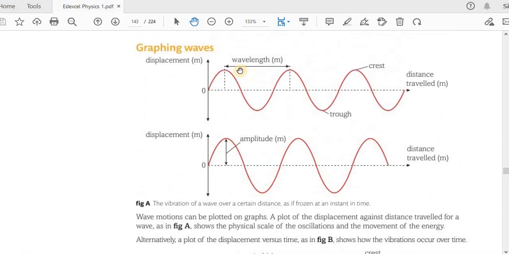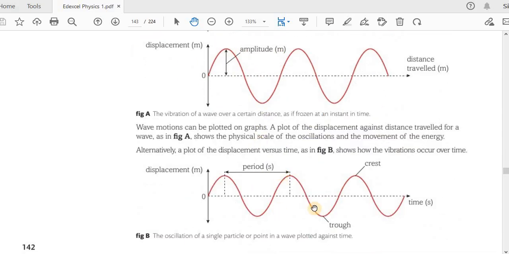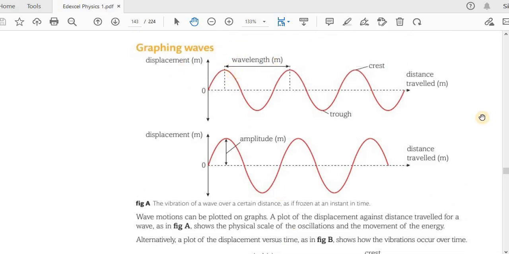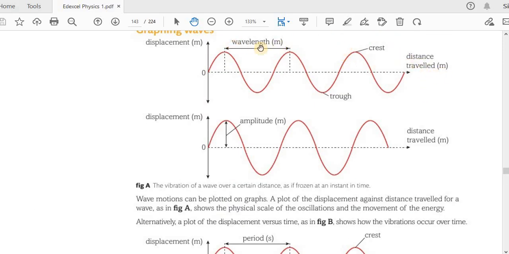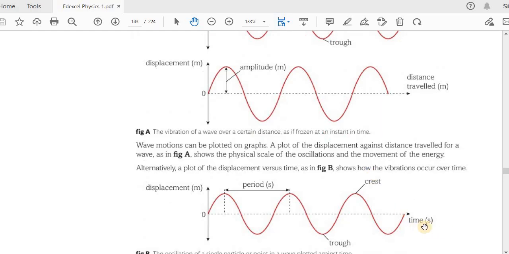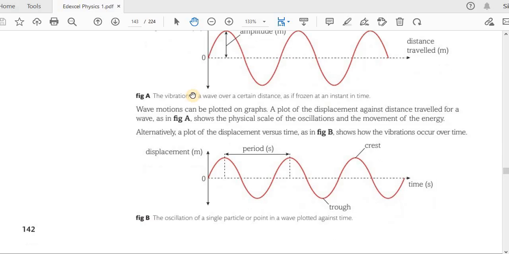But the only difference between these two graphs, and I'm telling the same thing again and again because it's important, and a lot of students make the mistake of labeling this over here. Remember, if the x-axis is distance, it will be wavelength. If the x-axis is time, it will be period. Okay, the y-axis is the same in both cases, that is displacement.